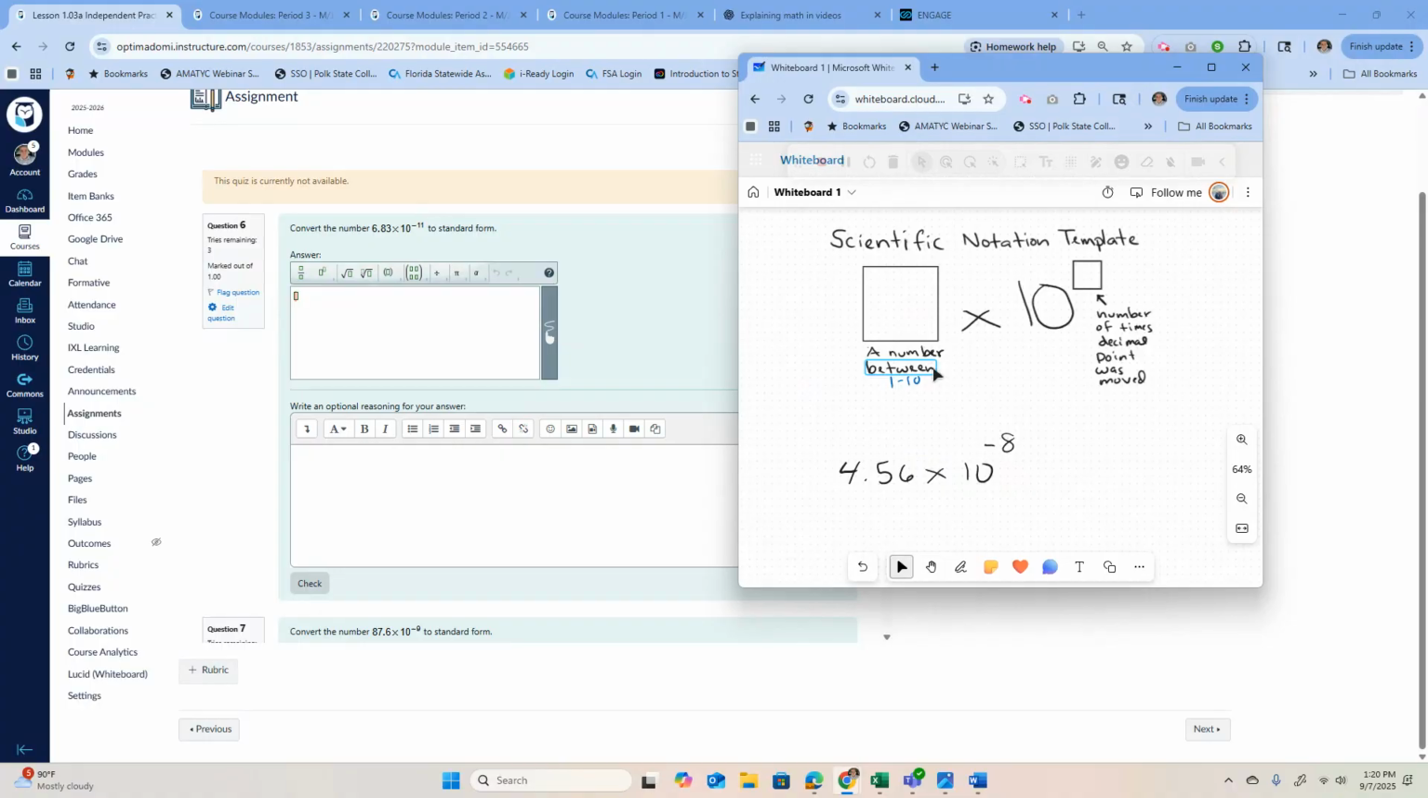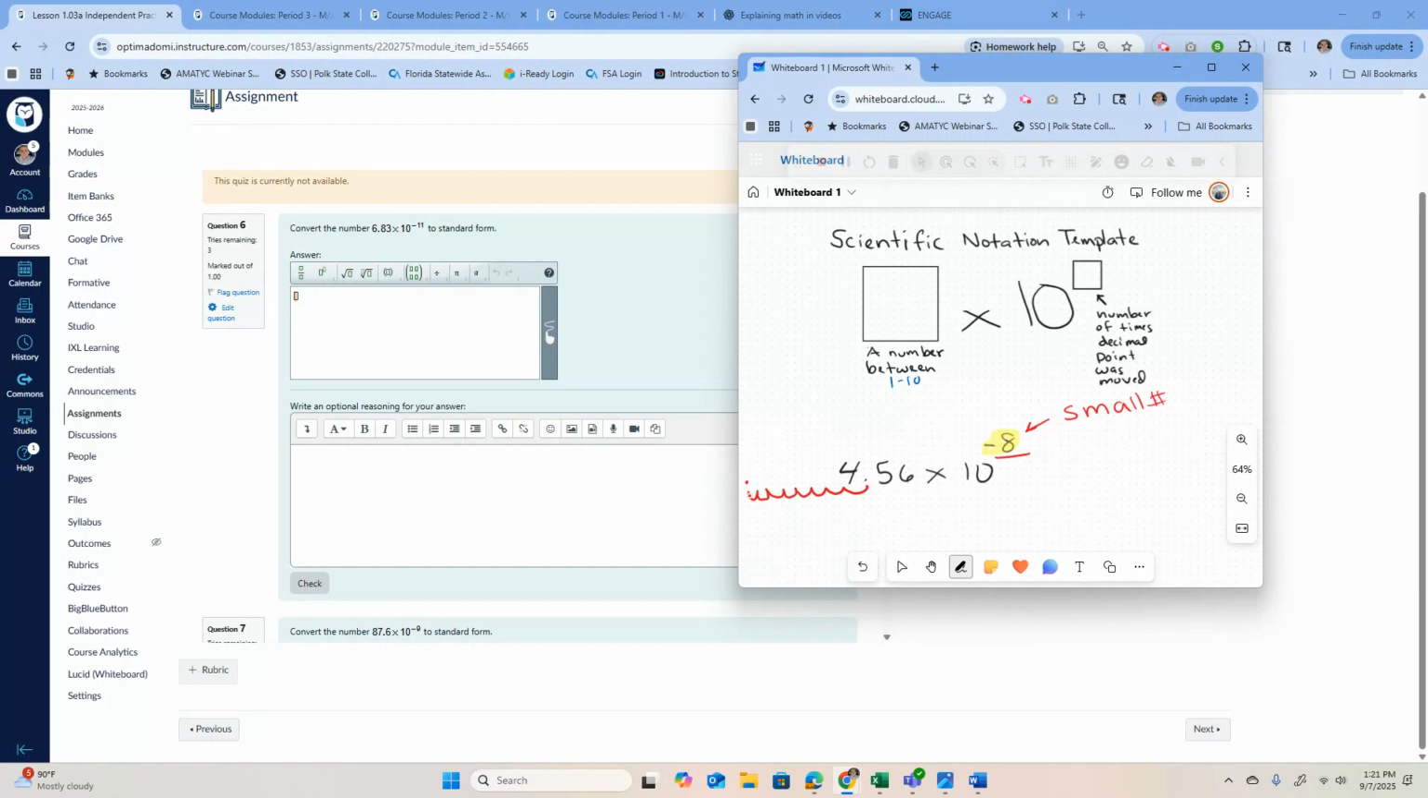In problem number 6, they ask us to take a number in scientific notation and convert it into standard form, which basically means write it like a regular number. If you look at the exponent of the 10, it's a negative exponent. What does the negative exponent mean? That we are working with a small number, okay? And how do we make 4.56 smaller than what it is? We're going to move the decimal point, in this case, 8 times, but to the left. So 1, 2, 3, 4, 5, 6, 7, 8.